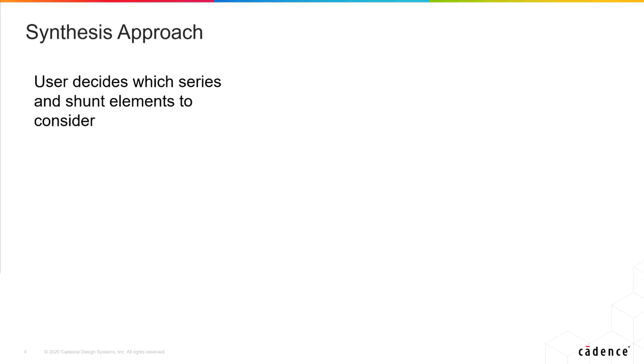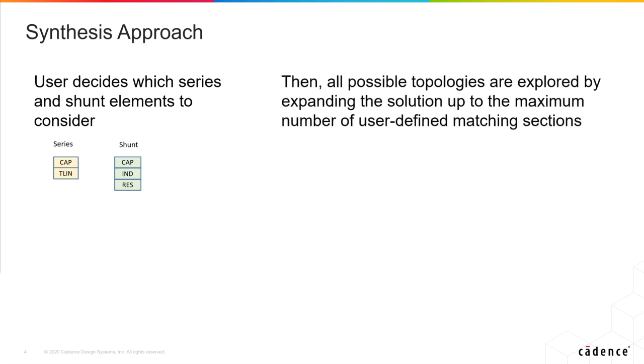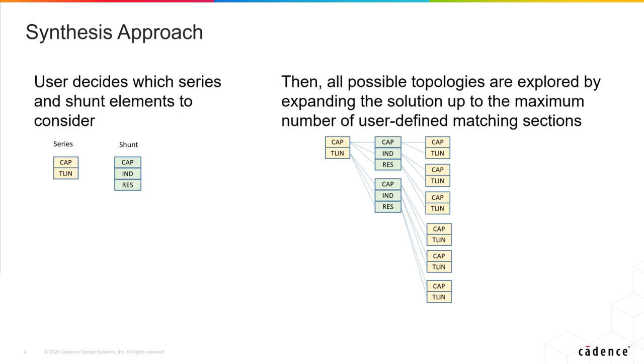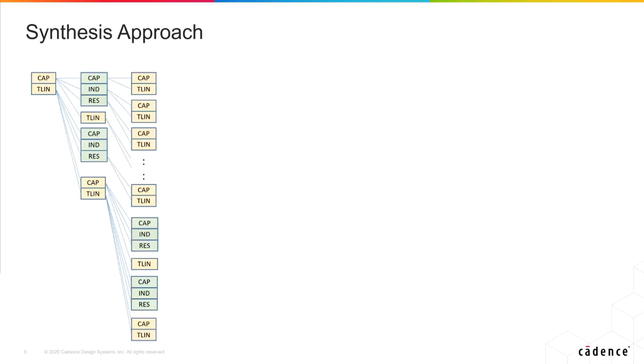Now, continuing with a few more details, in the wizard itself, the user decides which elements to consider for the series and shunt slots in the matching network. And then we effectively expand and explore all the possible solutions up to the maximum number of sections. So note that this maximum is another user input. That is, the user gets to decide what's that maximum number of matching elements that you're willing to consider.